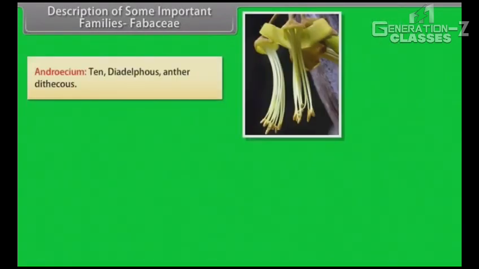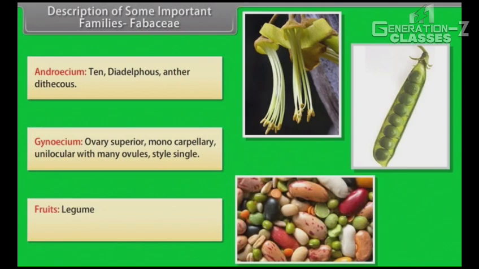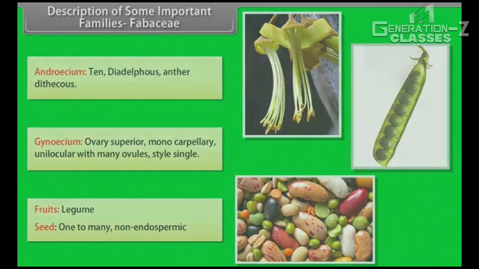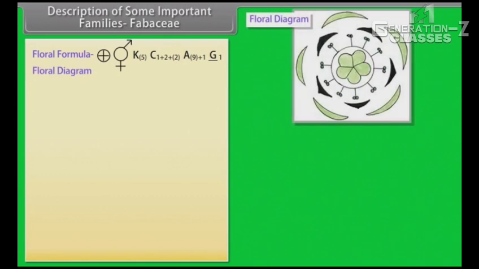Androecium 10, diadelphous, anther dithecous. Gynoecium: ovary superior, monocarpellary, unilocular with many ovules, style single. Fruit a legume. Seed one to many, non-endospermic. Floral formula is shown, and this is the floral diagram.